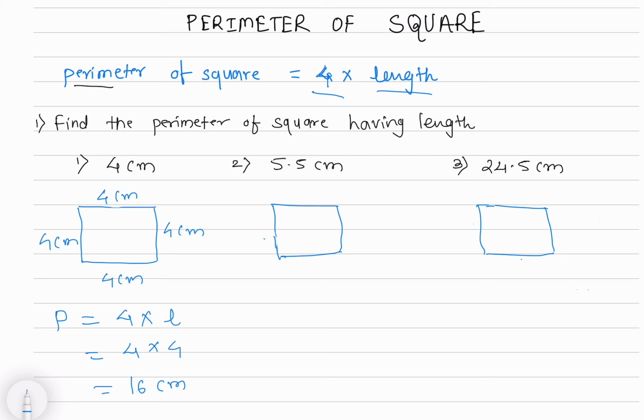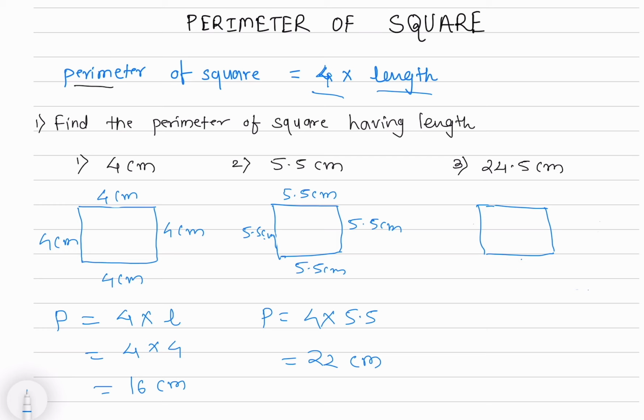Now the second problem is a square with side 5.5 centimeter. So perimeter is equal to 4 into 5.5. So total is equal to 22 centimeter. So the perimeter is 22 centimeter of the square having the side 5.5 centimeter.